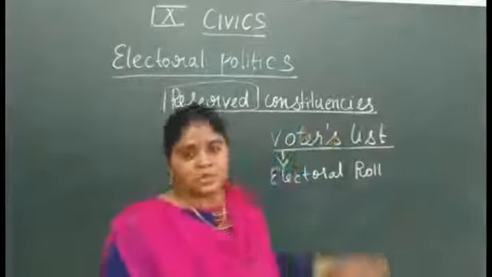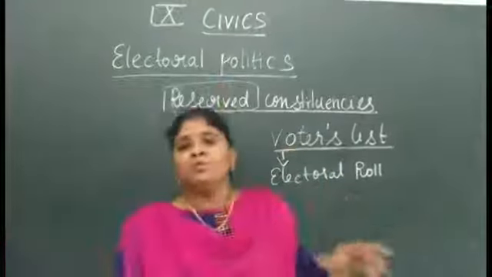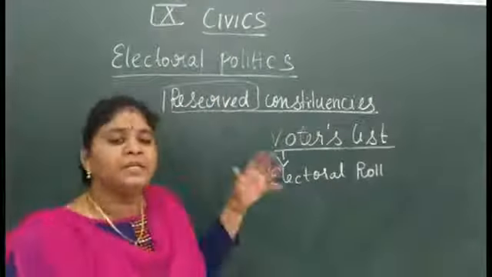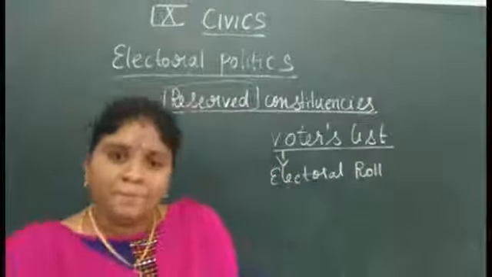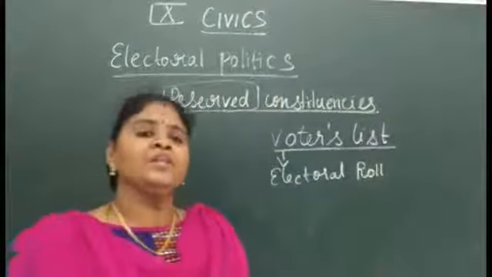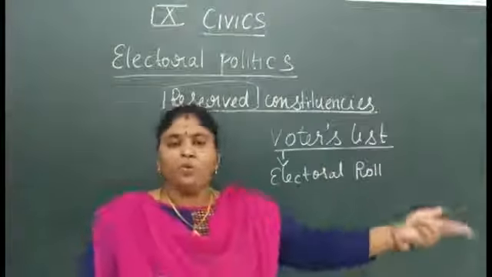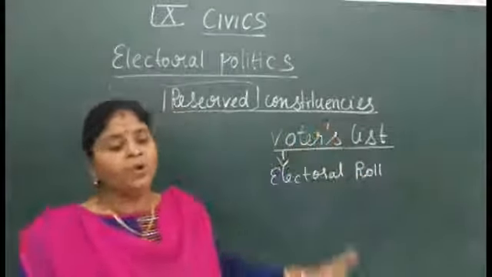In the previous class I explained about the reserved constituency, and now we are going to see about the voters list. Reserved constituency, I hope you all have understood what it is and how the reservations have been designed. It has been done by the Indian Constitution itself in order to uplift people who are educationally backward and financially backward. For those people they wanted to give some kind of reservation. So that has been done.